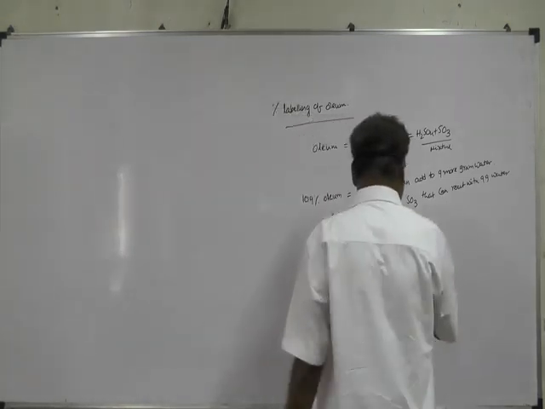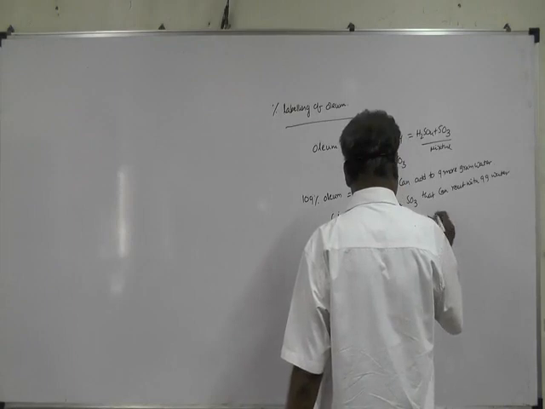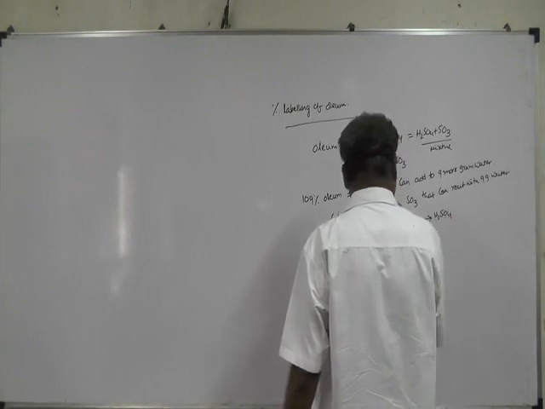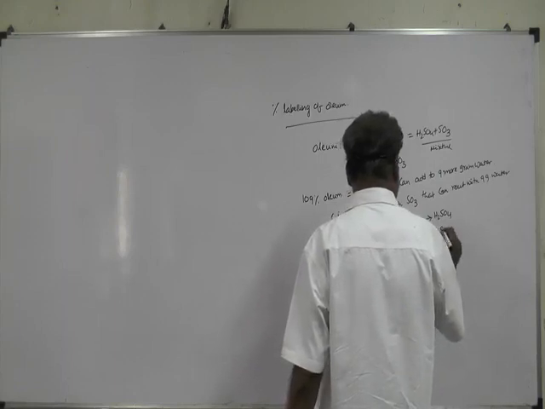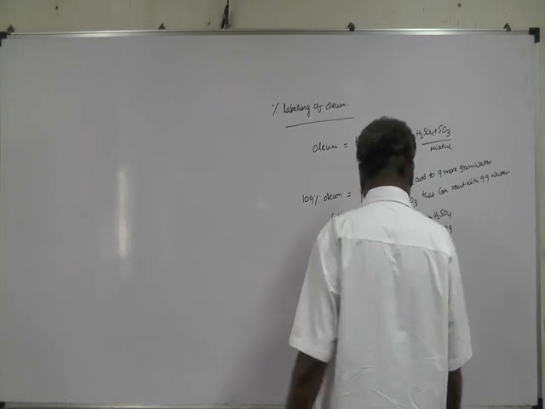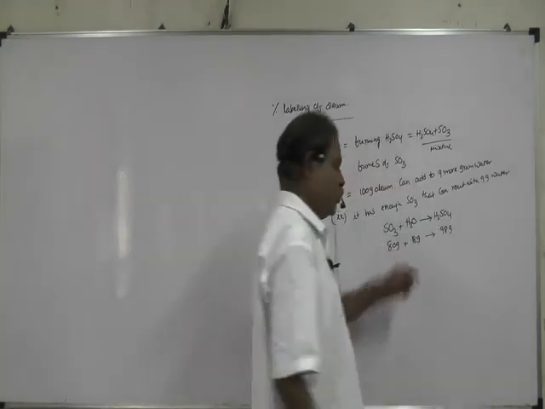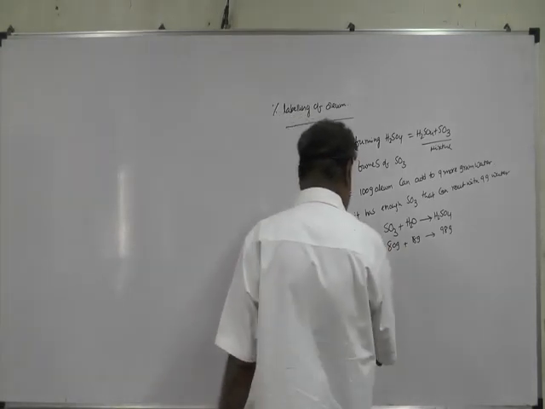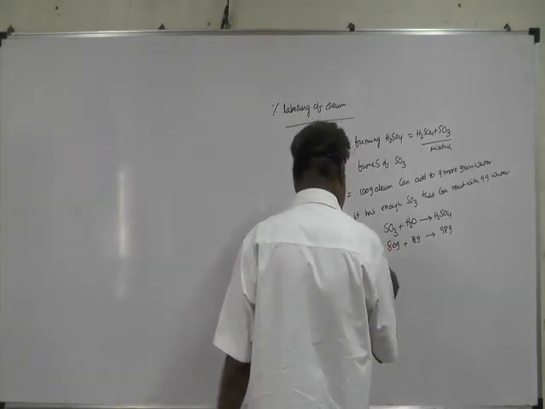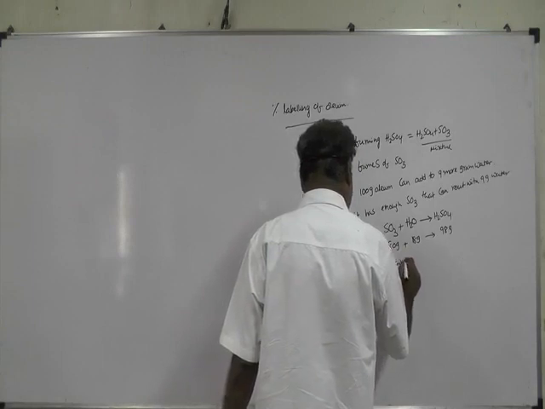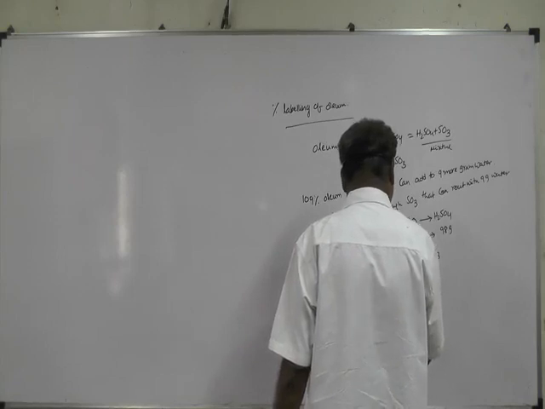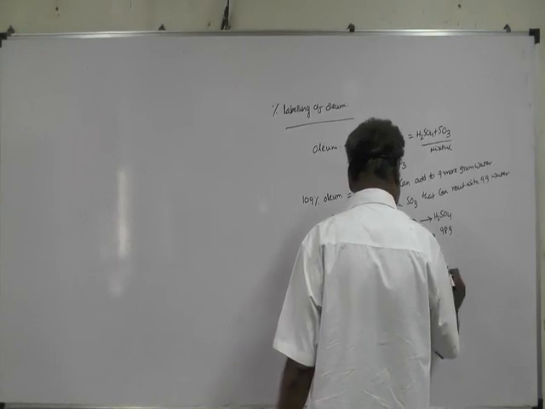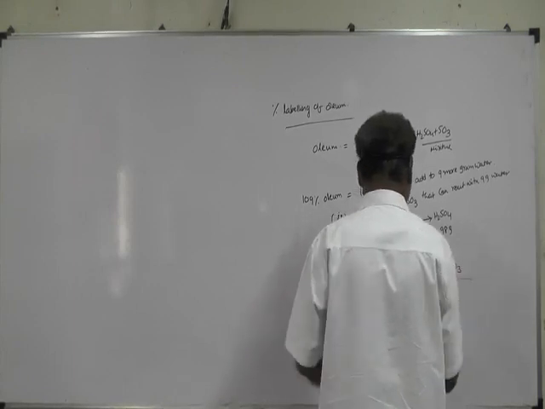Now, SO3 plus H2O gives H2SO4. 80 gram adds to 18 grams and you get 98 gram H2SO4. So, since it's only 9 grams, 100 gram contains 40 gram SO3. Therefore, it is 60% H2SO4 and 40% SO3. That is percentage labeling.